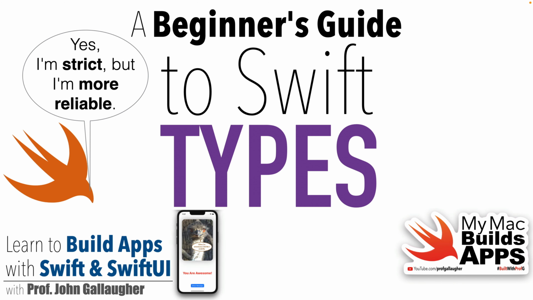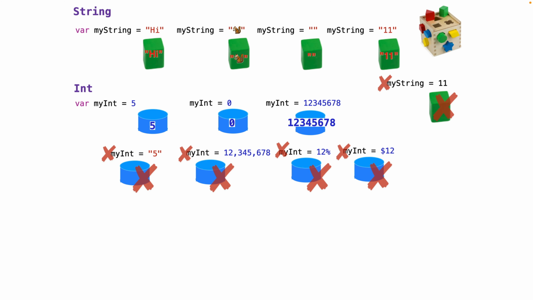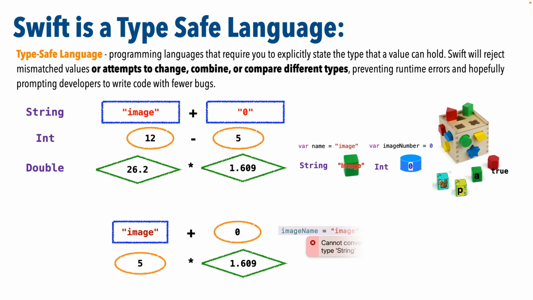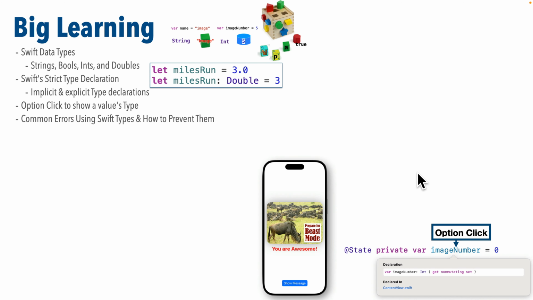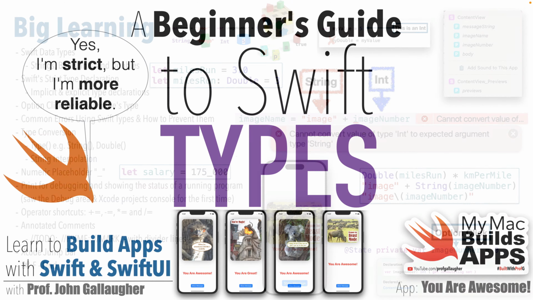Imaginative impresarios of the image view. I'm Professor John Gallagher, and we are going to continue to work with images in SwiftUI. This time we'll write code to flip through all of the images in your app so your users flip out. But even more importantly, this lesson is about types in Swift. We'll learn about Swift's strict typing, declaring types, type conversion, and how to overcome basic type errors. We've got a lot on deck, so let's learn big.